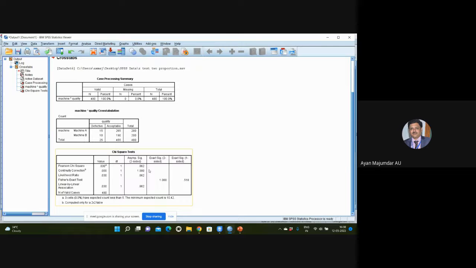So since 0.862 is more than 0.05, we fail to reject the null hypothesis. So at 5% level of significance, we don't have enough evidence to conclude that there is any difference in the reliability of the machines. So since the Z test cannot be done directly from SPSS, in case of a single proportion and in case of two proportions, these are the two other ways we have used to get the result.